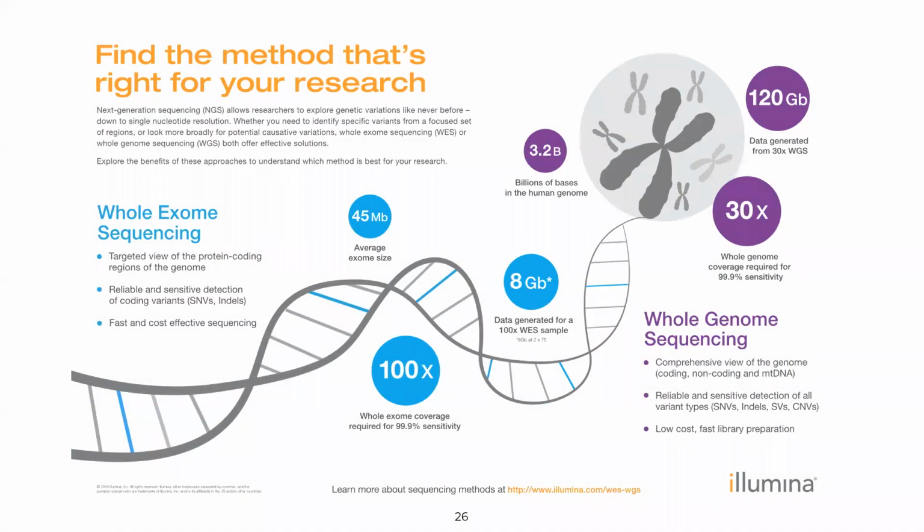Now let's contrast that to something such as Illumina, which allows researchers to explore genetic variations like never before, down to single nucleotide resolution. Whether you need to identify specific variants from a focused set of regions or look more broadly for potential causative variations, whole exome sequencing or whole genome sequencing both offer effective solutions. Let's talk a little bit about the differences between whole exome sequencing and whole genome sequencing.